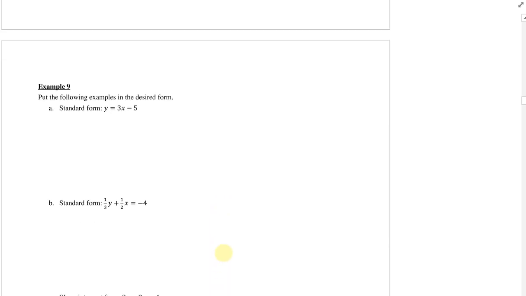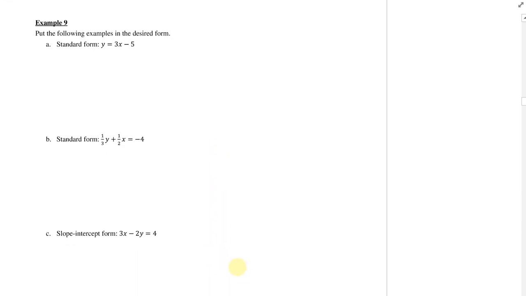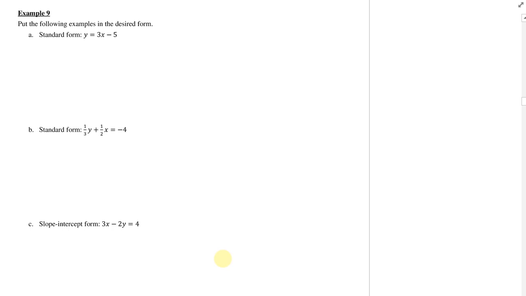So here's what I want to do now. I want to have you just practice this a little bit. So I have on this page, let's just start with A and B. Just work to do whatever you have to do to get these two equations in standard form, and hit play when you're ready.